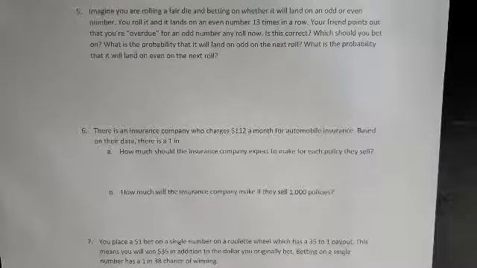Imagine you are rolling a fair die and betting on whether it will land on an odd or even number. You roll it and it lands on an even number 13 times in a row. Your friend points out that you're overdue for an odd number any roll now. Is this correct? What should you bet on? What is the probability that it will land on an odd on the next roll? What is the probability that it will land on an even on the next roll?